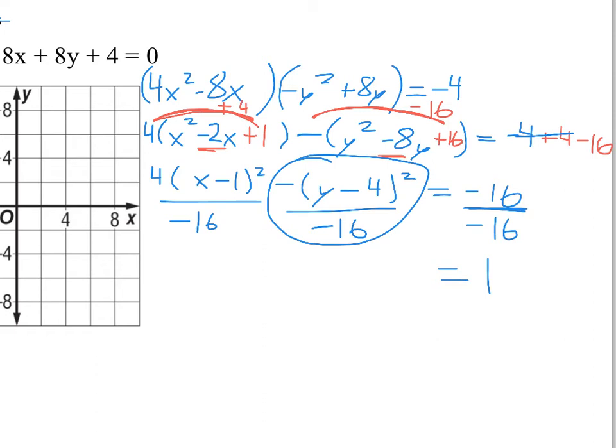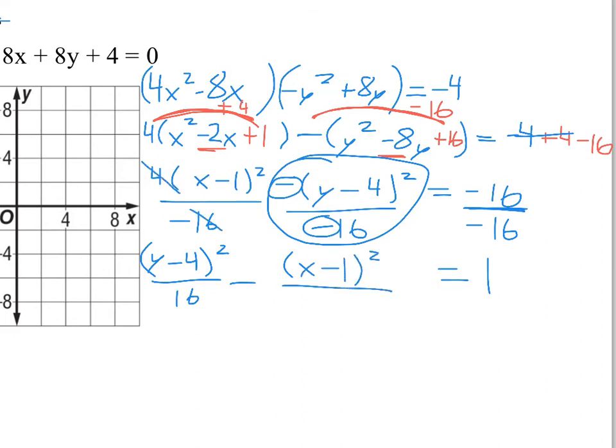So now I'm going to switch the order because the positives should go first. So this becomes y minus 4 squared over 16, because again these negatives cancel out. And now the x is the one that's negative. This is going to be x minus 1 squared over, and I'm going to reduce these. 4 over 16 is the same as 1 over 4. So here's the equation, and now we can graph that.